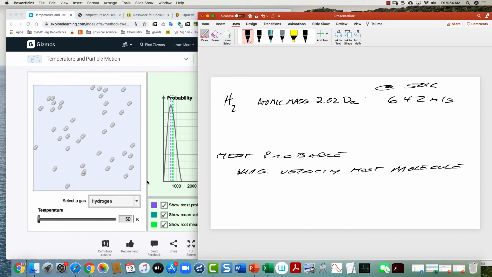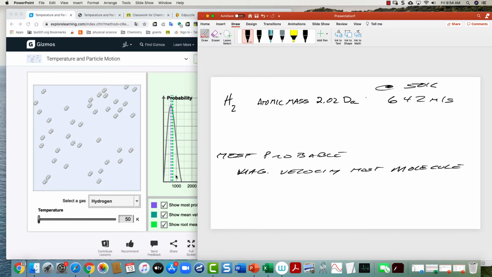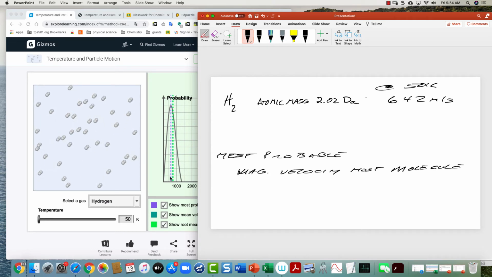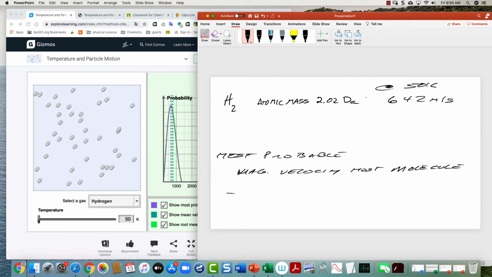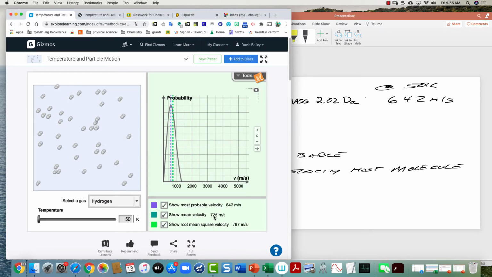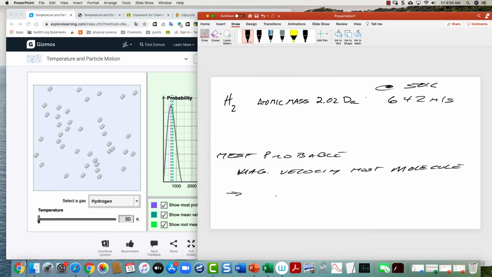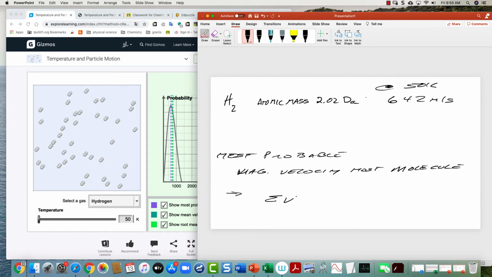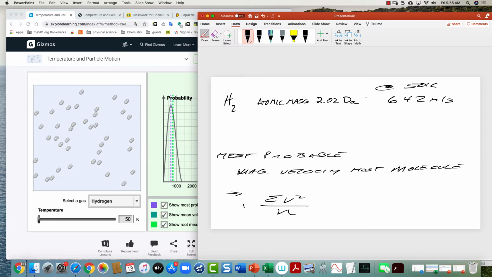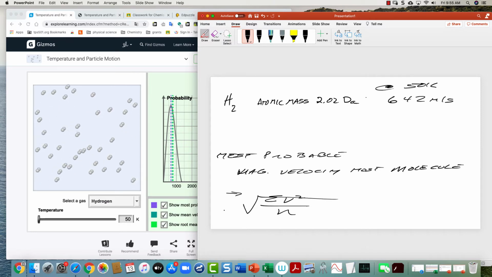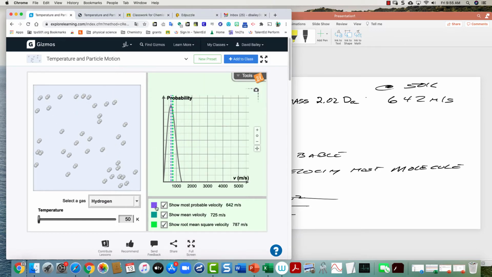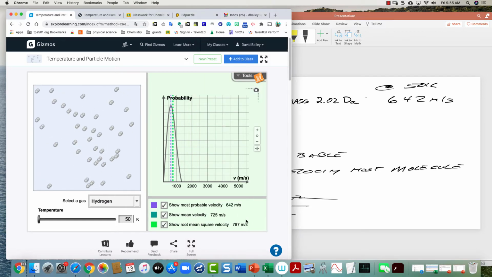The average, the mean, is a little bit higher. It's a little bit skewed because we've got more atoms to the right of this than over here. So it's going to be skewed to the right a little bit, and that's how we have this 725. The root mean square is that we sum the velocity, square the velocity, sum them all, then divide by the number that we have, and then take the square root. This is what we call root mean square, and that is that number, 787 meters per second.